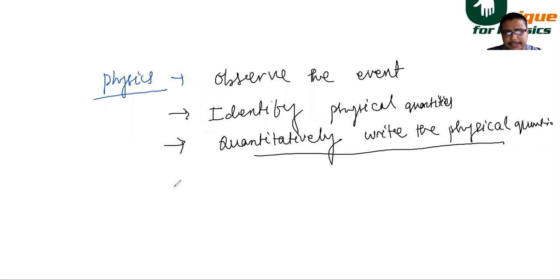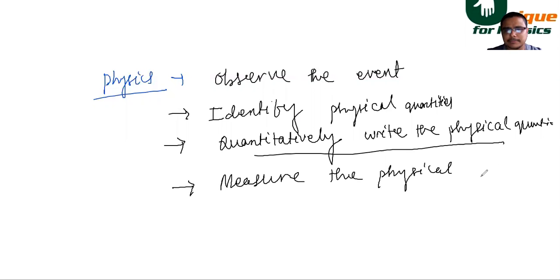If you want to write the physical quantities involved in a particular event, you first need to measure them. That measurement needs to be done accurately. How accurate the measurement is and how precise the data is, the raw data obtained, depends on this.